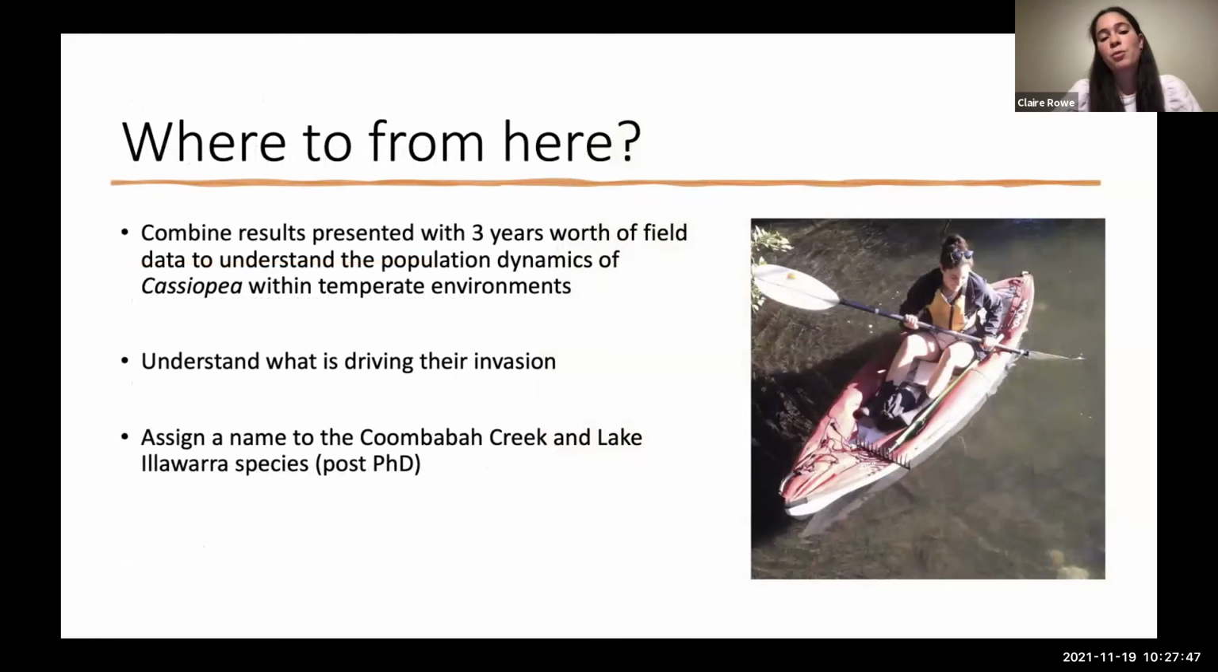From here, I'm going to combine this data with 3 years worth of field data to understand the population dynamics of the jellyfish in a temperate environment. We also want to understand what's driving their invasion, as well as controlling their invasion front. And finally, we'd like to assign a name to the Coomba Creek and Lake Illawarra species, but that's probably post-PhD.